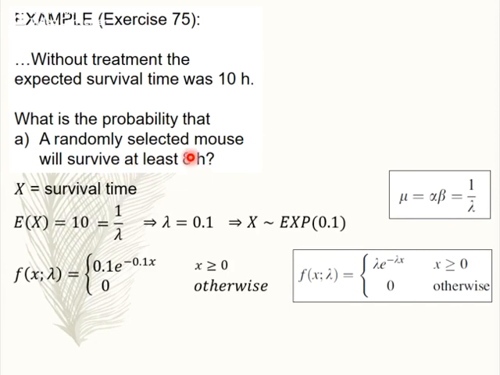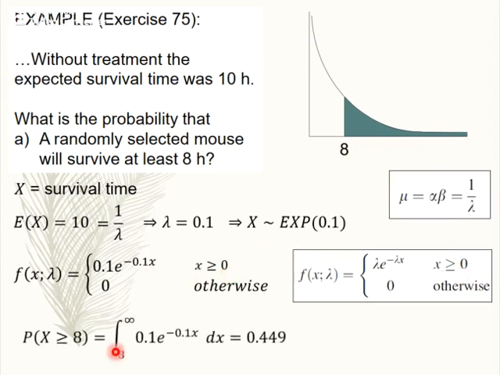The question says, find the probability that a randomly selected mouse will survive at least 8 hours. So minimum 8 hours: 8, 9, 10, anything. If I were to draw that, it would look something like this. This is my exponential curve, and remember the probability is given by the area under the curve. So we want all the area from 8 onwards. This PDF doesn't have an upper bound, so when you integrate, you'll integrate from 8 to positive infinity over this PDF. That is how you'll get the answer of 0.449. For another example, have a look at example 4.29 in your textbook.